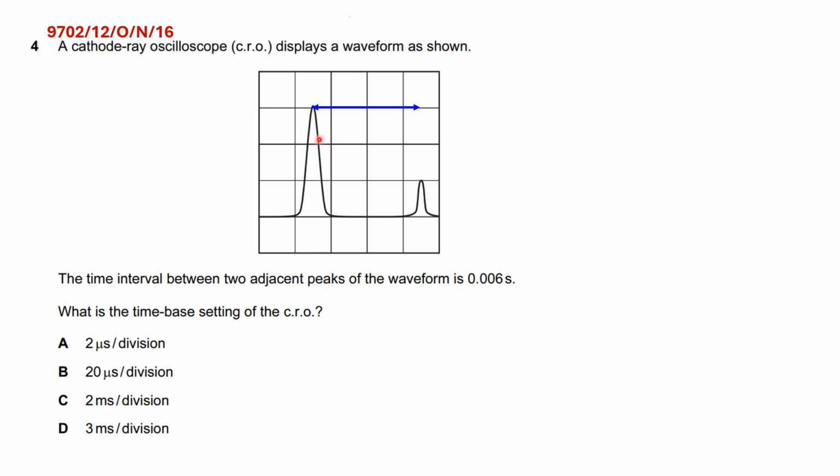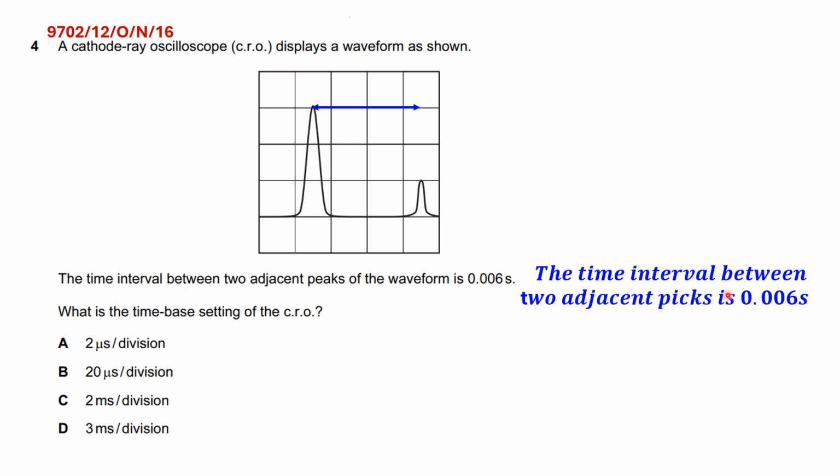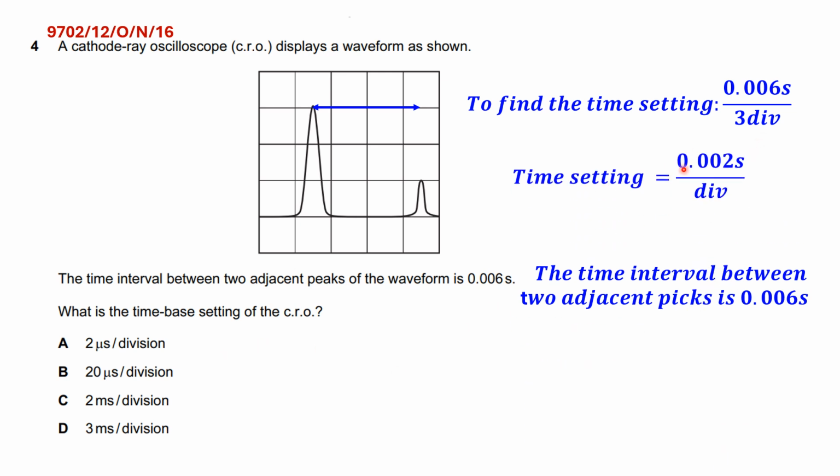So here is the distance between both peaks. In terms of boxes or divisions, we have 1, 2 for sure, and we have half here and half here. So we have 3 boxes or 3 divisions between both peaks. And the time interval between two adjacent peaks, in this case, is 0.006 seconds. So to find the time setting, we are going to divide this time by the number of the divisions. So it is 0.002 seconds per division, which corresponds to 2 milliseconds per division.